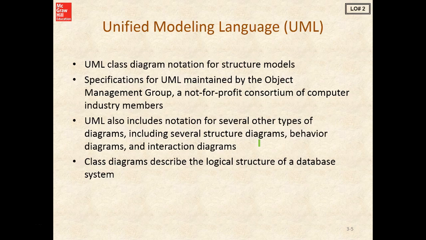So we're going to use the Unified Modeling Language. Once again, we're trying to standardize the modeling language here. And we've got the UML class diagram notation for structure models. So this is going to be the type of diagram that we will be using. Specializations for the UML are maintained by the Object Management Group, a nonprofit consortium of computer industry members. UML also includes notations for several other types of diagrams, including several structure diagrams, behavior diagrams, and interaction diagrams.